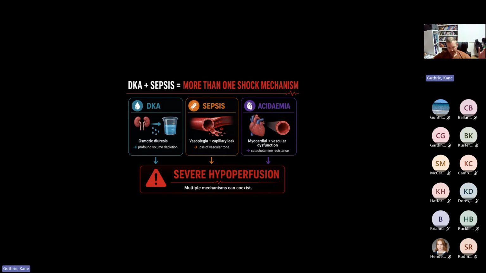Okay, so when you're dealing with DKA, he's going to get profound volume depletion from the osmotic diuresis. He's also febrile and tachy with the high lactate, so you've got vasoplegia, capillary leak from an underlying infection. He's also severely acidotic. That's going to cause myocardial and vascular dysfunction, and from it, you get catecholamine resistance.